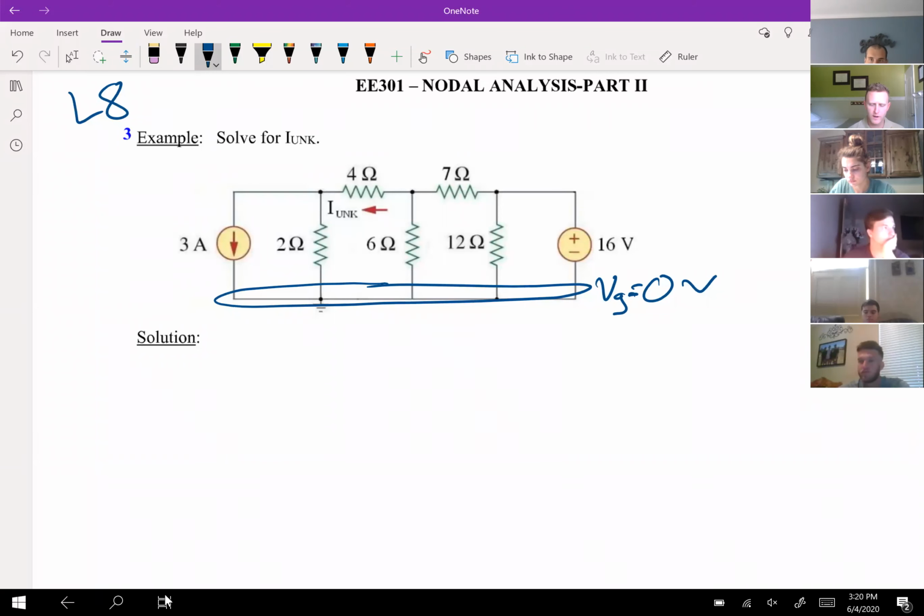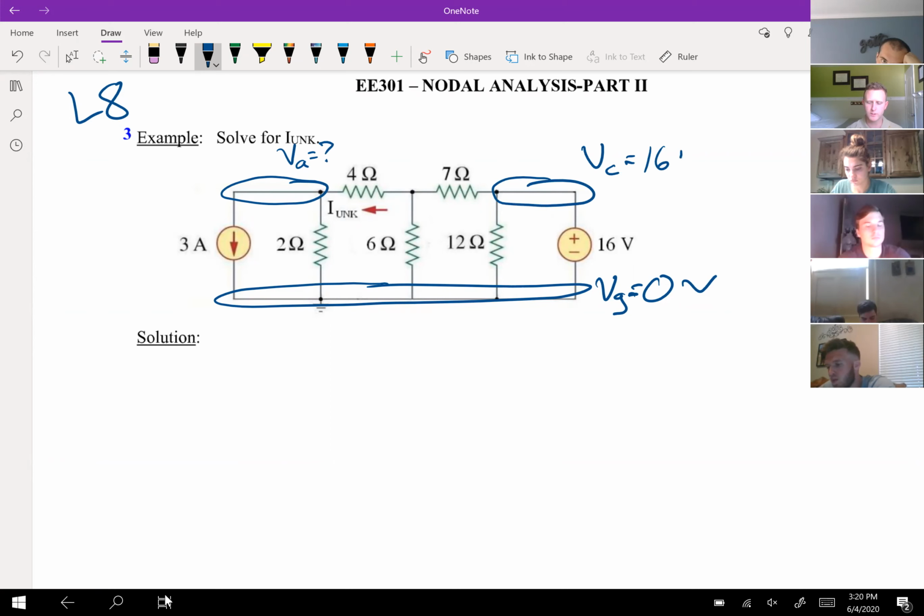The other 3 that I have right here, I don't know that. I'll call this VA. I don't know that voltage. I do know this voltage, so we'll say voltage at C is equal to 16 volts. And then right here, VB, I don't know that.